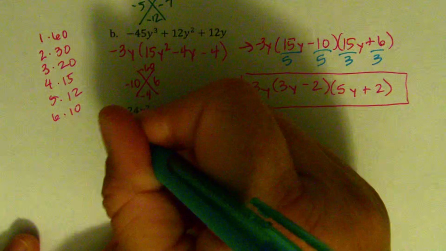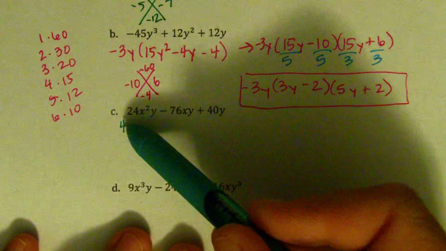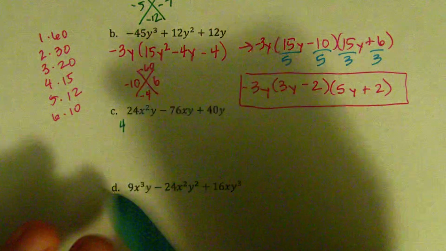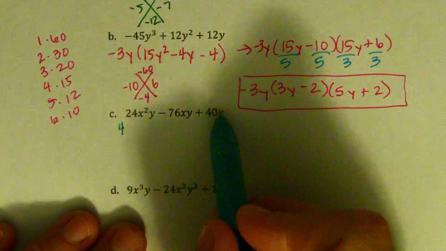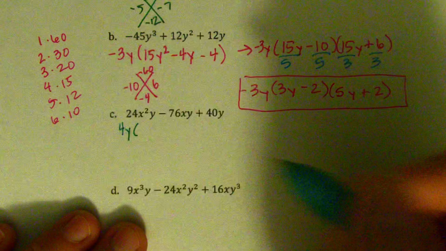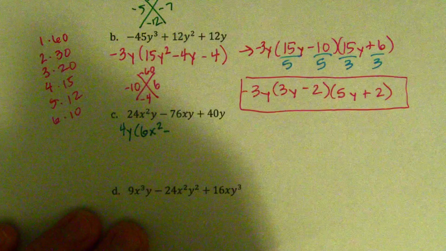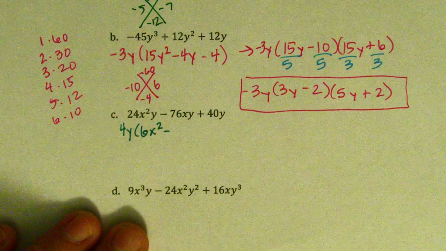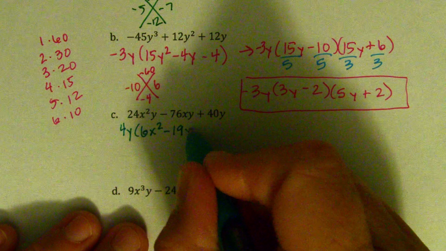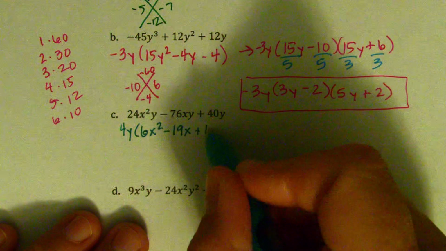Now, let's say you didn't know that right away. Maybe you saw that they're even, so at least it's 2. You can start by pulling out a 2, and then you'd see that they're all still even. You could pull out another 2. They also all have a common factor of y, so I'm going to pull that out as well. From the 24, then we have 6x squared minus, and 76 divided by 4 is 19. Again, you could use a calculator if you didn't know what that was. And then plus, dividing by 4, that'll be 10.